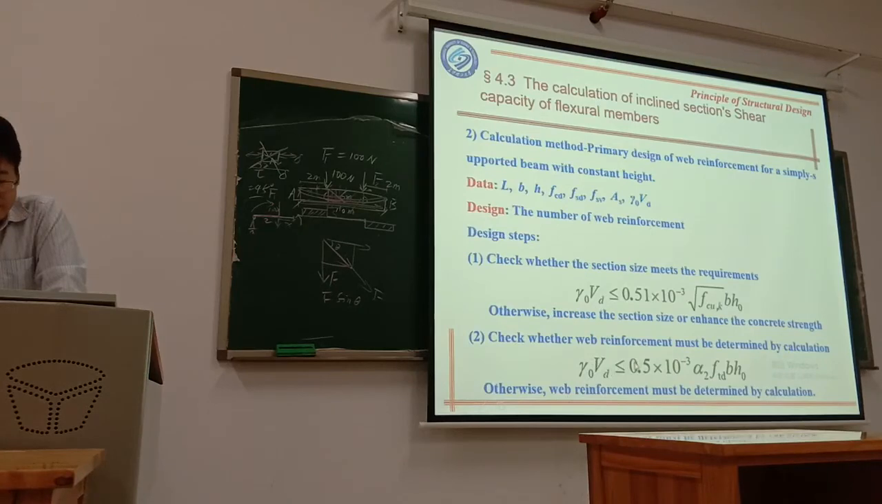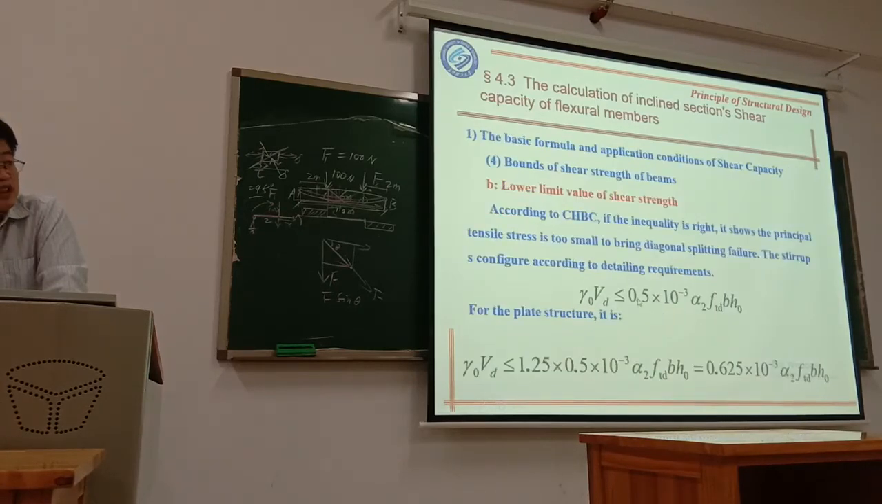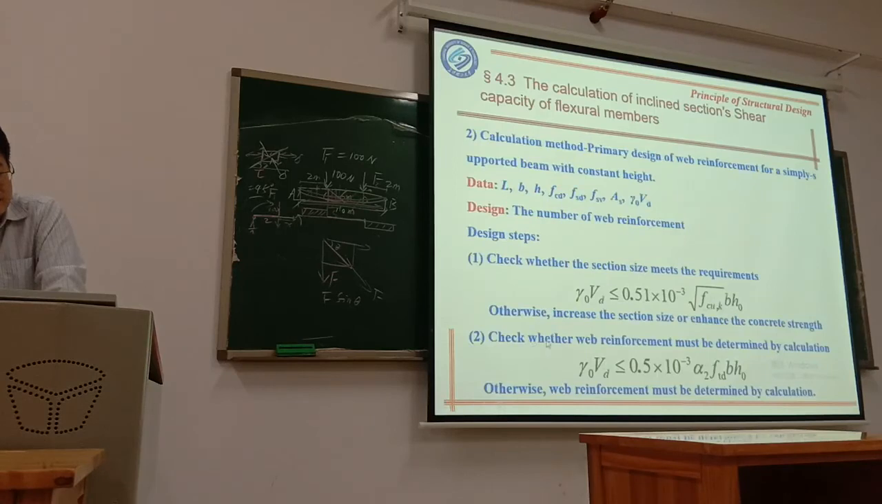If this was not satisfied, what does that mean? Check whether the web reinforcement must be determined by calculation or not. If it doesn't satisfy the rule. If this satisfies, meaning we have to continue to calculate.